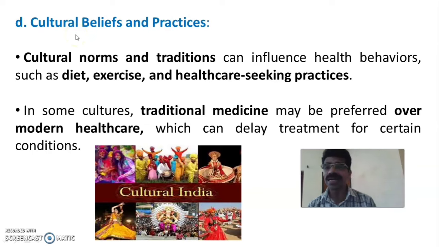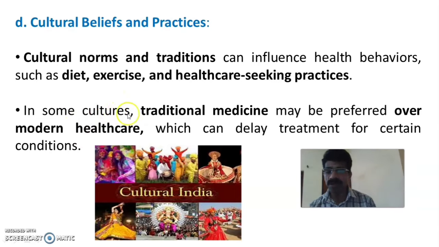The fourth sub-factor is cultural beliefs and practices of the person. Cultural norms and various traditions can directly influence the health behavior of a person, such as preferring a healthy diet, exercise programs, and healthcare seeking practices, as early or late, etc. So the cultural and traditional practices of a person can influence his positive or negative behavior, healthy or unhealthy practices related to diet preference, exercise and seeking healthcare services from the government sector or private sector, as early as possible or after a late period.